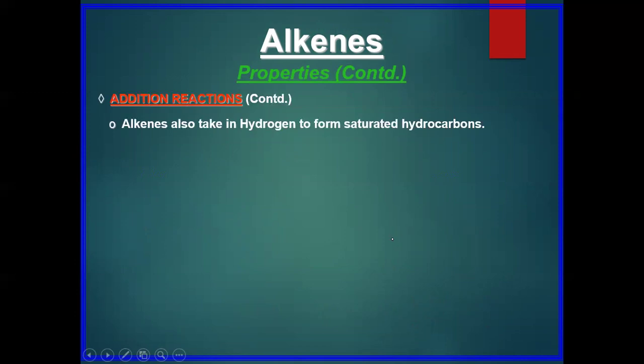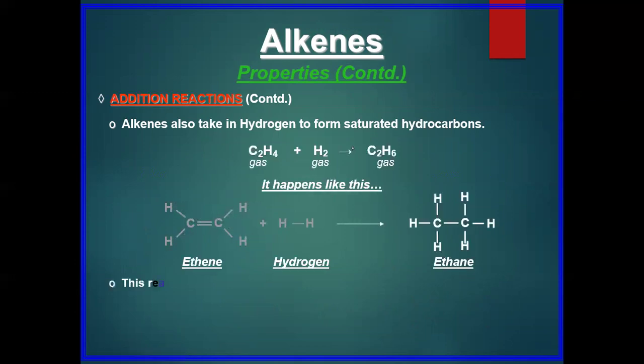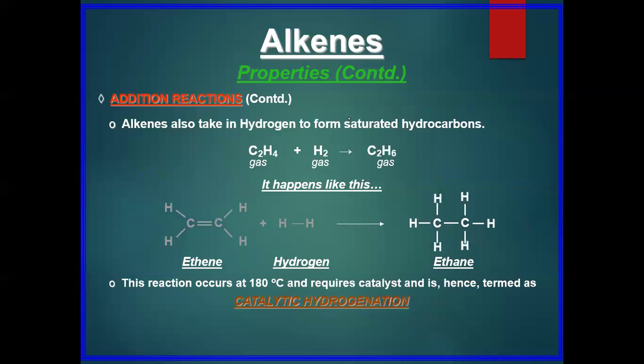There are other addition reactions. For example, when alkenes are added to hydrogen, they become saturated. Saturated hydrocarbon means the double bond is finished and the product becomes an alkane. So in this case, see this. This is ethene. When ethene reacts with hydrogen, it produces ethane. So this is how it happens.